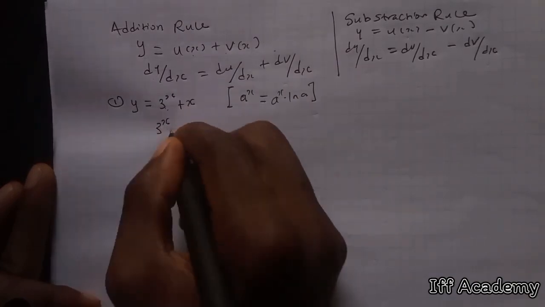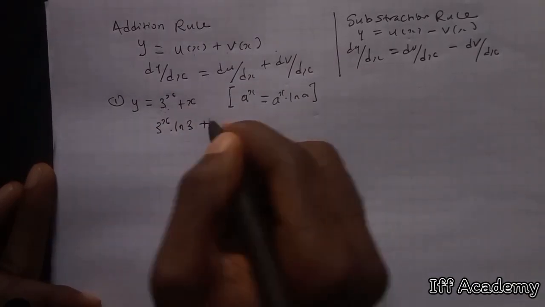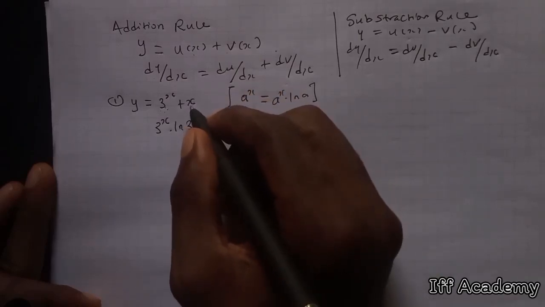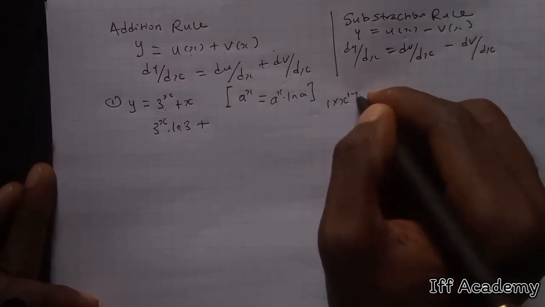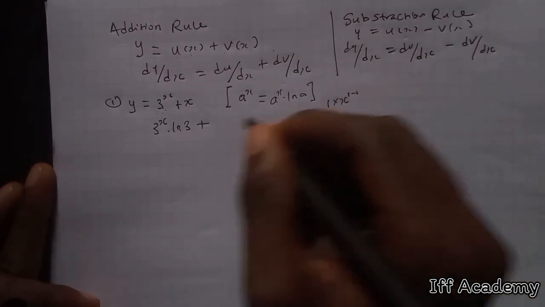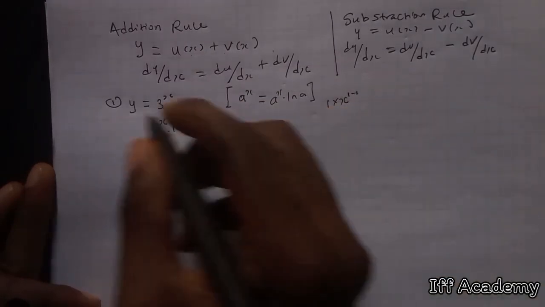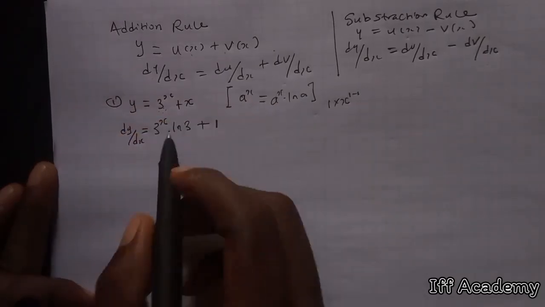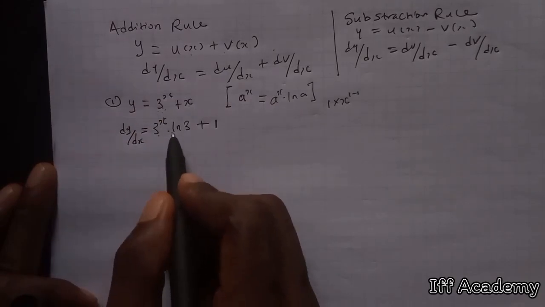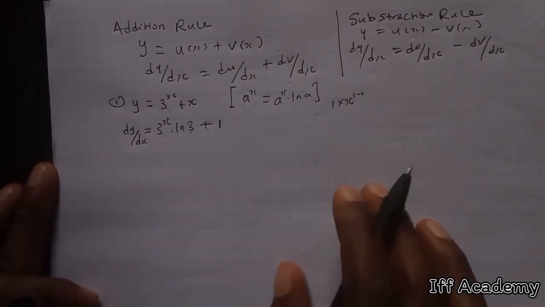3 raised to power x times ln 3 plus, what's the derivative of x? That's going to be what? 1 times x raised to power 1 minus 1, right? So that gives you what? 1. So your dy over dx here is what? 3 raised to power x ln 3 plus 1.